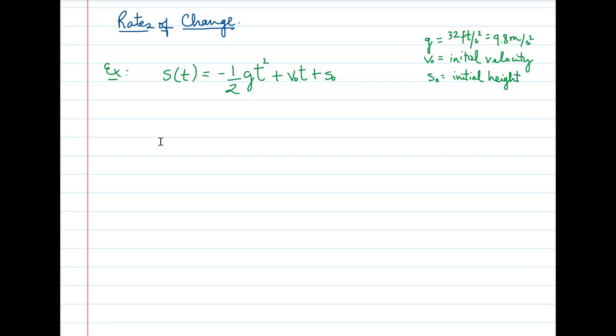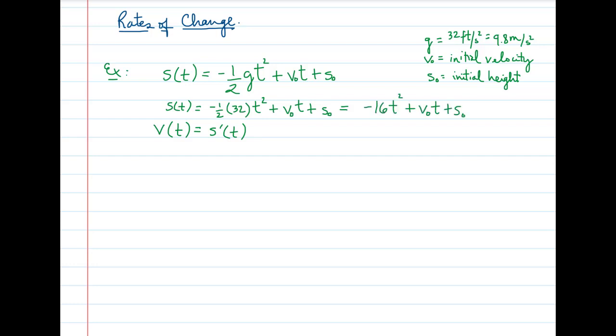Given this position function, if we wanted to find the velocity of this object at any given point in time, t, that would be equivalent to finding the derivative. So if we're going to define the velocity function, it's going to be equal to the derivative of the position function. Now we can rewrite this position function. I'm going to go ahead and plug in, so let's assume we're in feet per second squared. Since the acceleration of gravity is constant, we can plug that in. All right, so now we can go ahead and find the derivative of this function.